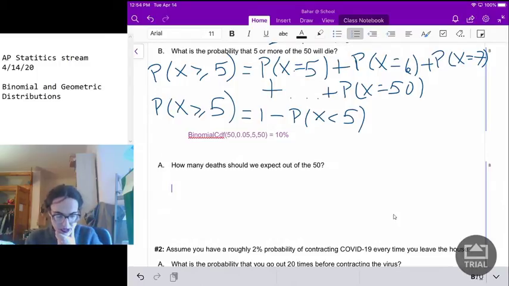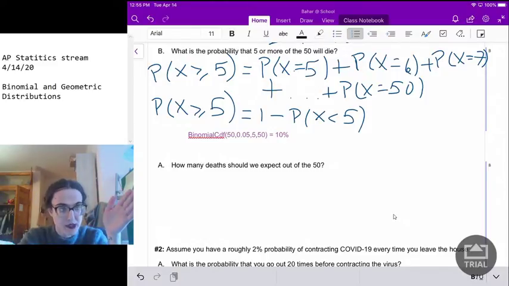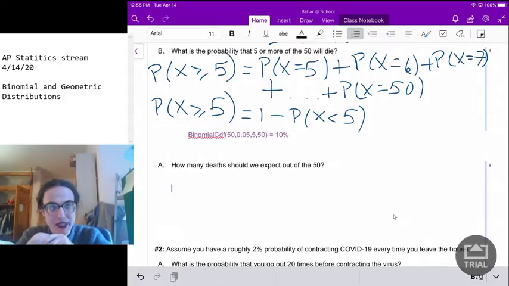Okay. So if we're looking at one particular value of x, that's PDF. Multiple possible values, that's CDF, cumulative distribution function. So how many deaths should we expect? We'll wrap it up here.